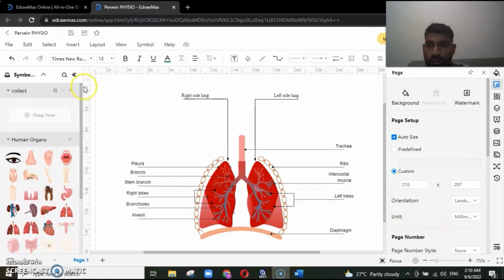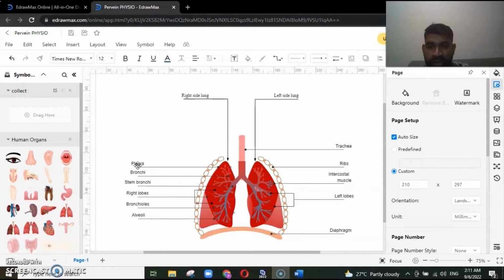I have used the software Wondershare EdrawMax Online to draw the human organ which is called the lung. A lung consists of two sides, the left side and the right side. Let me explain the right side first. The first part of the lung is called the pleura. The function of the pleura is to allow optimal expansion and contraction of the lungs during breathing.